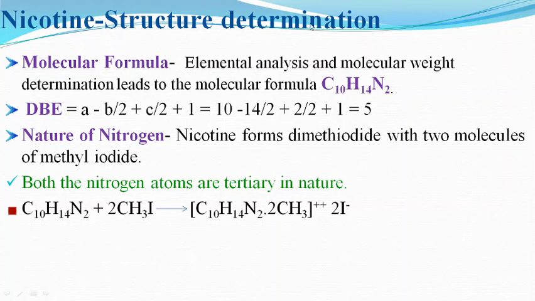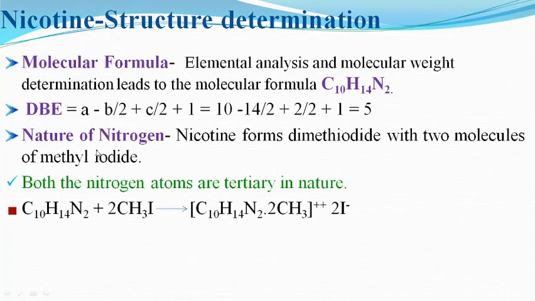Coming to the structure determination, which is based on chemical analysis. The first step of this analysis is the determination of molecular formula. Based on the elemental analysis and molecular weight determination, the molecular formula of nicotine is C10H14N2. The next step is the double bond equivalence, which determines the degree of unsaturation present. It is given by the formula A minus B by 2 plus C by 2 plus 1, where A corresponds to the number of carbon atoms, which is 10, B corresponds to the number of hydrogen atoms, which is 14, and C corresponds to the nitrogen atoms, which is 2. Substituting the values of A, B and C in the equation, we get double bond equivalence equal to 5.